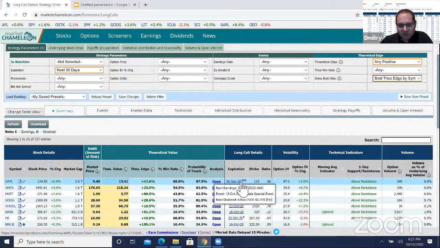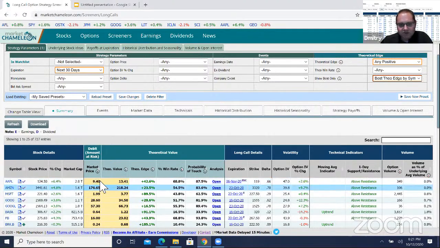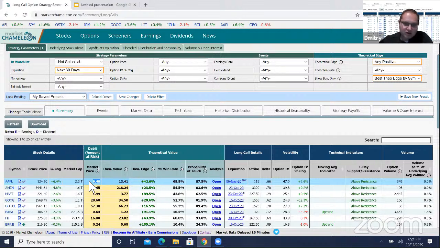November 6th expiration, the 119 call, the option is $9.40. We think it's worth $13.41. That's giving you a 42.6% theoretical edge with a historical win rate of 68.8%.